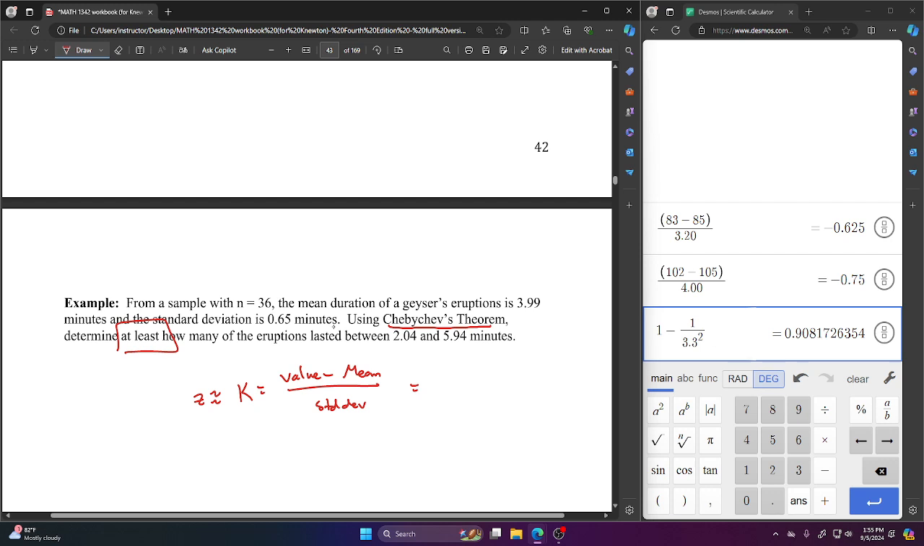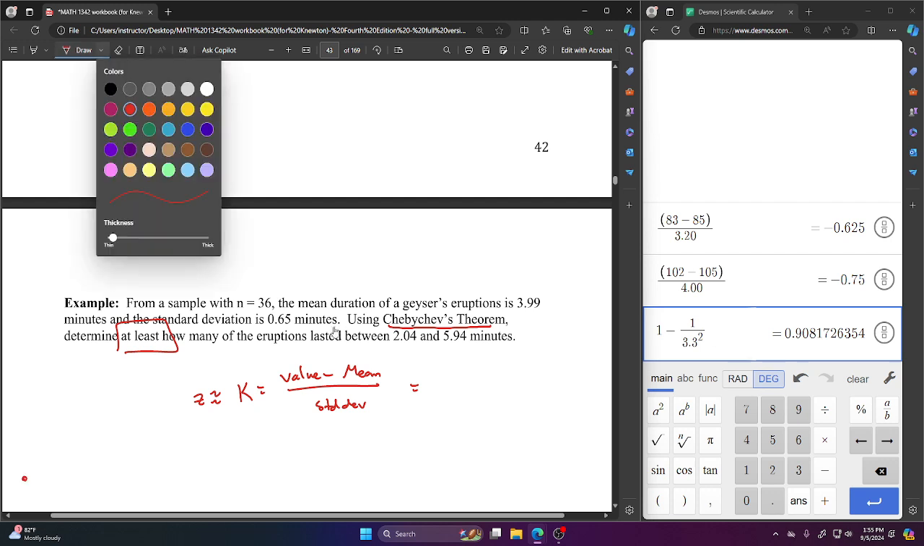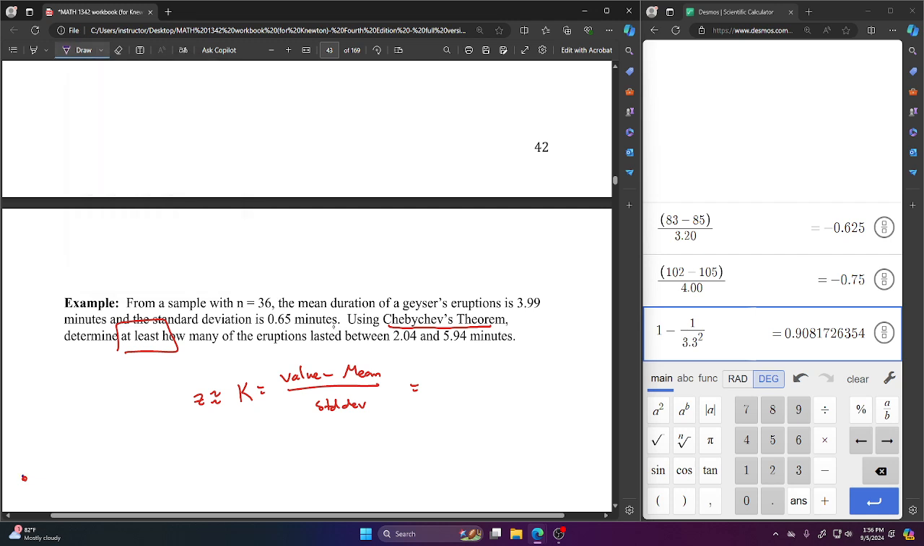Okay, so what would be my value for this? What would I put for value? You can take a guess. So there's 2 values, isn't there? See that? So what I'm going to do is do one at a time, and hopefully we get the same number. Hopefully.